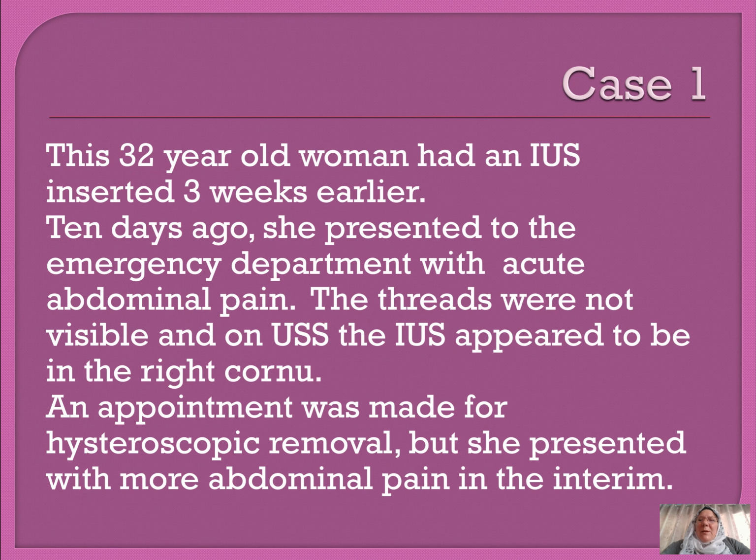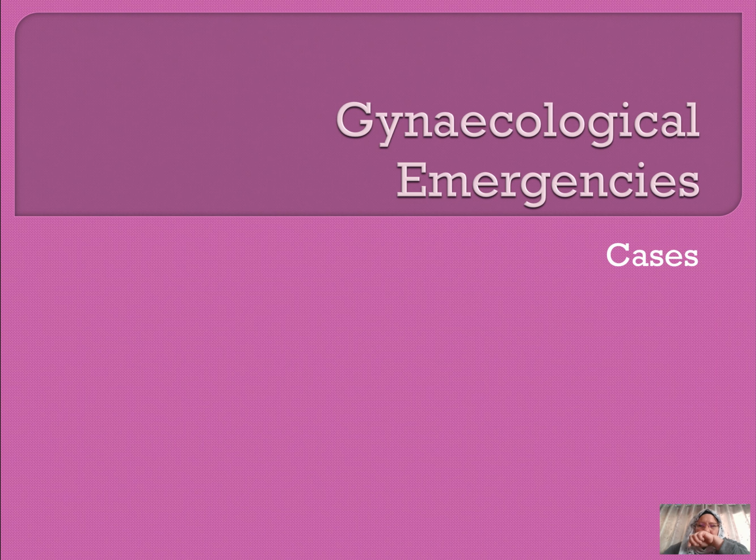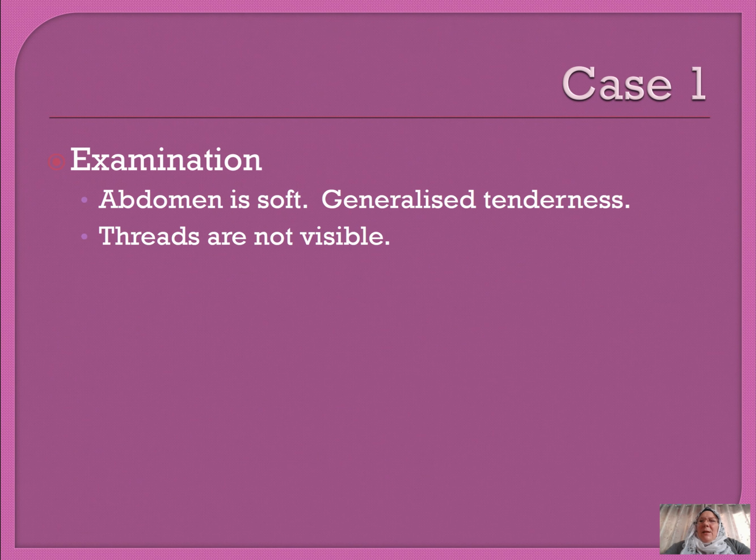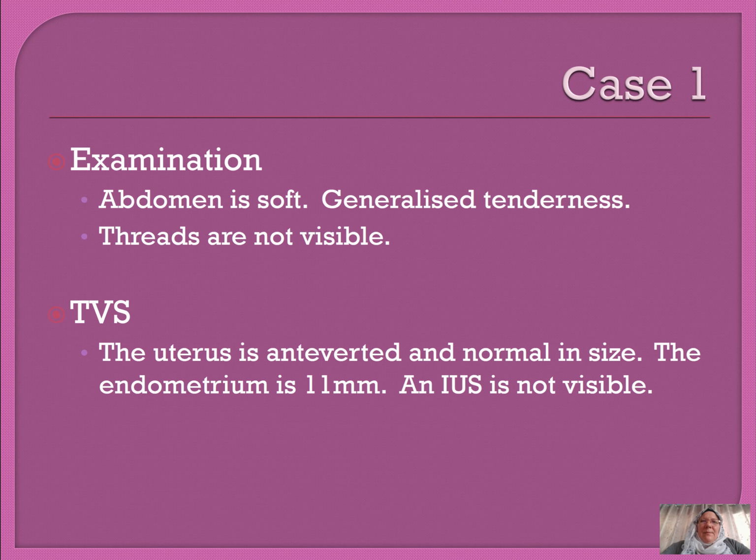So what do you have to do next? And you're right, you have to do an examination next. The abdomen is soft, there's generalized tenderness, and the threads are not visible. What's your next step? The ultrasound scan, that's correct.